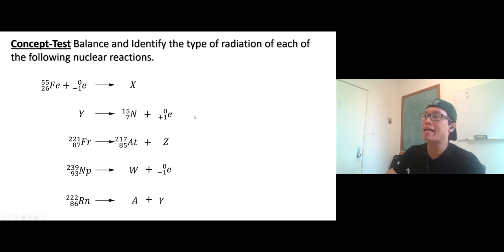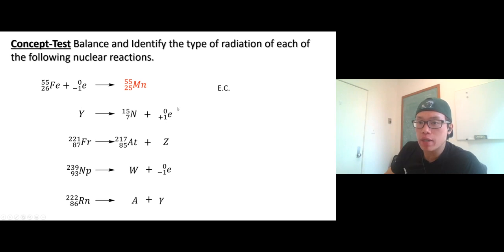Now this time, balance and identify the types of radiation. Okay, let's see what happens. By the way, pause the video and do it by yourself first. Always try to do it by yourself before you check your answer with me. This one, electron capture for sure. So you're going to get 26 minus 1, which is 25 here, and 55 plus 0, you get 55. If you look at the periodic table, that's manganese.